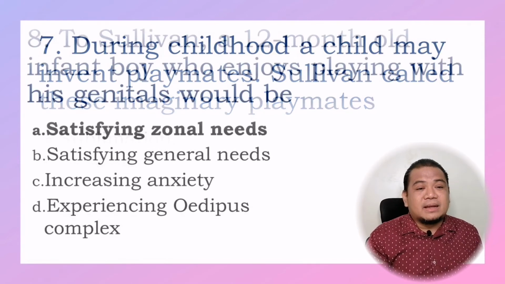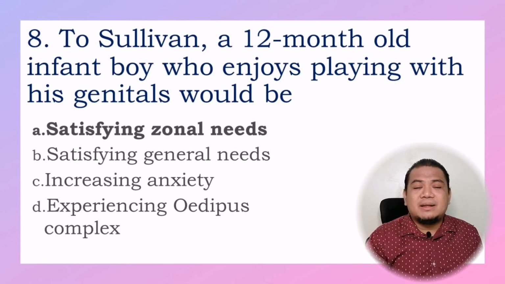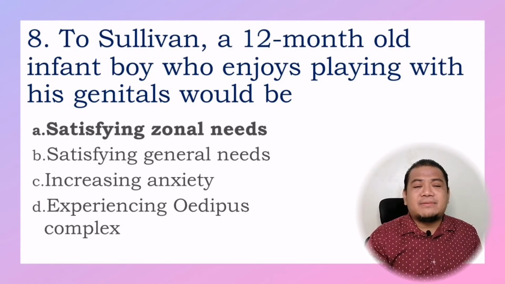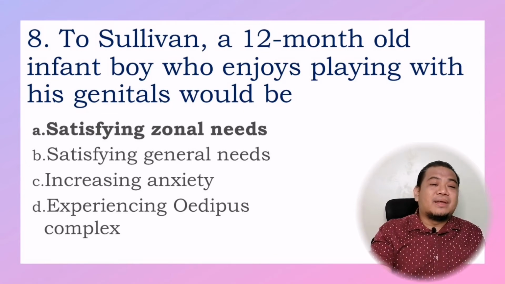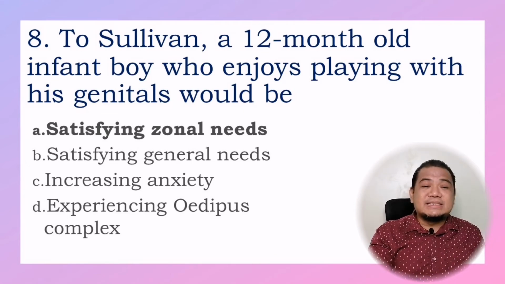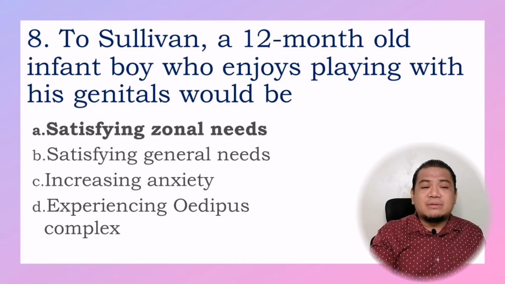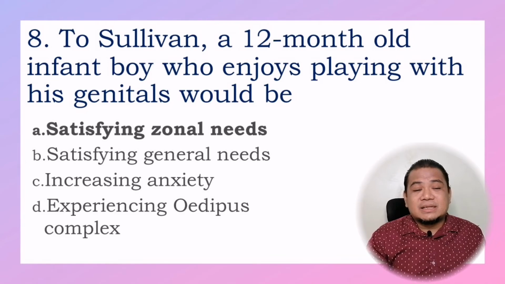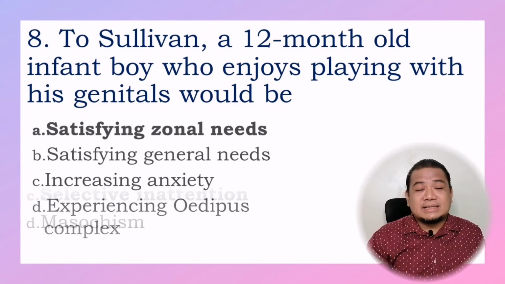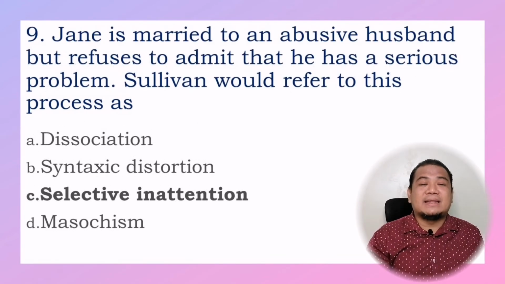self-esteem. Number 8. To Sullivan, a 12-month-old infant boy who enjoys playing with his genitals would be letter A, satisfying a zonal need. The mouth satisfies general needs by taking in food and oxygen, but it also satisfies the zonal need for oral activity.